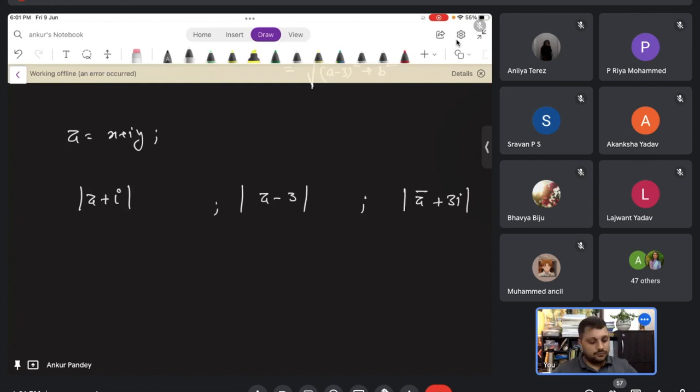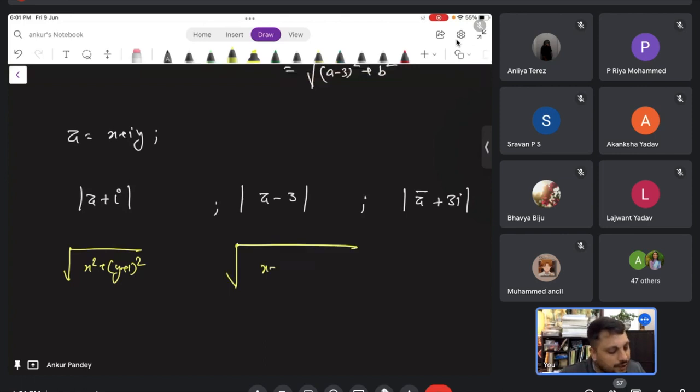Okay, done. I am writing, just verify whether your answers are right or not. If not, tell me. The answer for this will be the square root of x square plus bracket y plus 1 square. The answer for this will be the square root of x minus 3 square plus 1 square. The answer for this will be the square root of x square plus 3 minus y square.